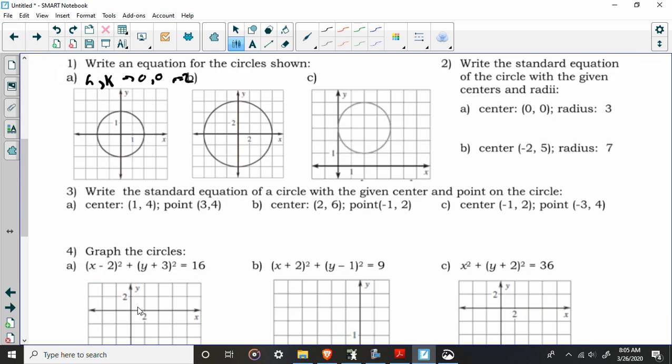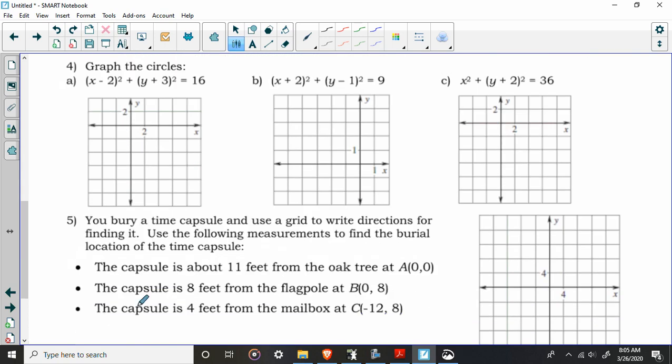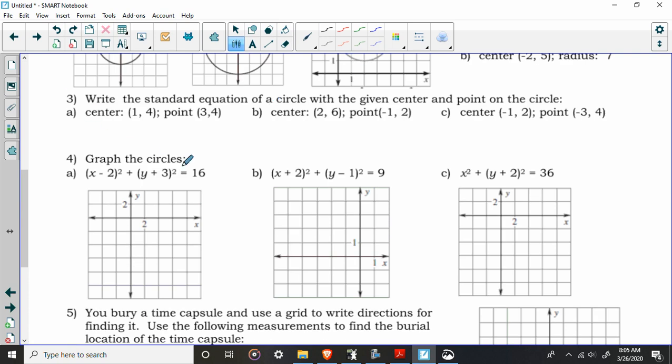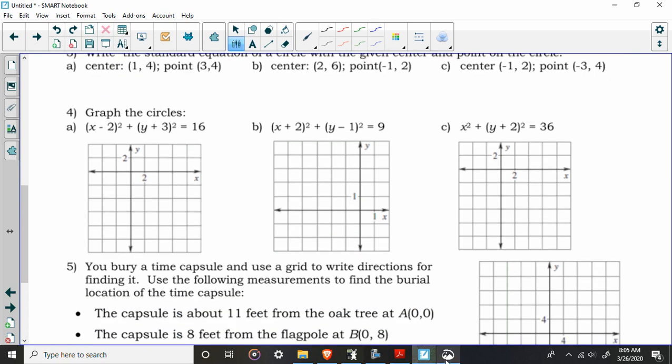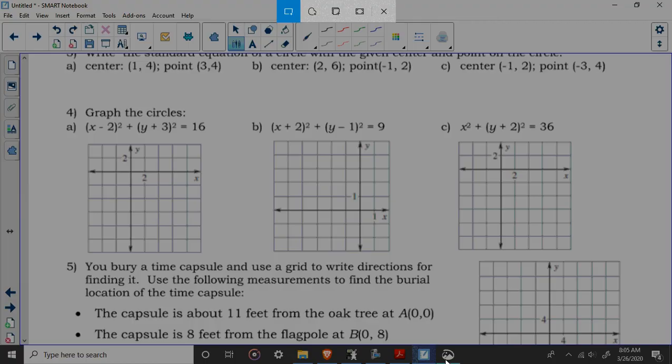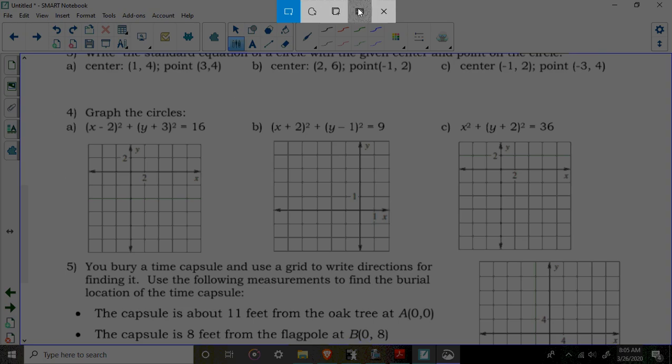I told you guys to skip 3, so that's fine. So let's just go ahead. We'll graph these circles, and you guys can do number 5. We're going to go over number 3. We're going to circle around back to that. So let's go snip these pictures. Oh no, we can do this right here.